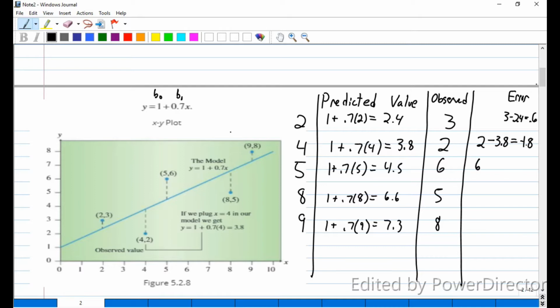So this one would be 6 minus 4.5, or 1.5. All right, and then what? 5 minus 6.6, that's negative 1.6. And then 8 minus 7.3, that's 0.7. Now, if we sum all of those up, then that's the sum of the error. So we add up 0.6, negative 1.8, 1.5, negative 1.6, and 0.7. If you add all of those up, you get negative 0.6.